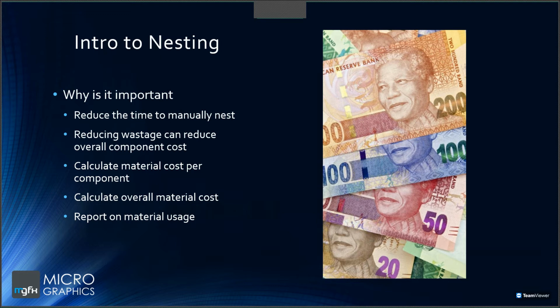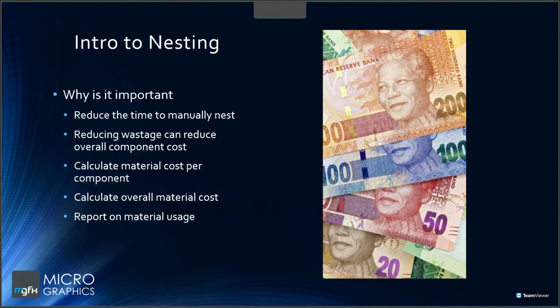And by reducing the time to manually nest and doing it in an automated process, that then also reduces the wastage. By reducing the wastage, you reduce your component's overall cost. Less wastage means you have to charge less for the components.